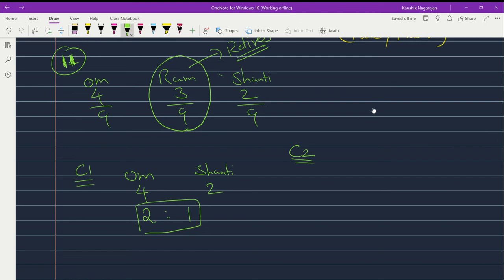Here it is given as equal proportion, which means the share of Ram, 3 by 9th share, will be given to Om and Shanti in 1 is to 1 proportion. That means 3 by 9 into 1 by 2, and here 3 by 9 into 1 by 2. When you multiply it, we get 3 by 18 and 3 by 18. This you will add up with the old ratio of Om and Shanti, that gives you the NPSR.